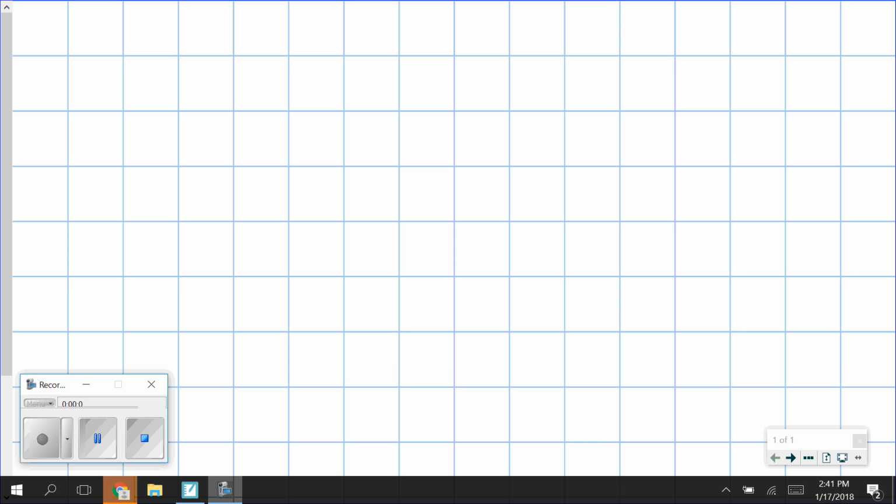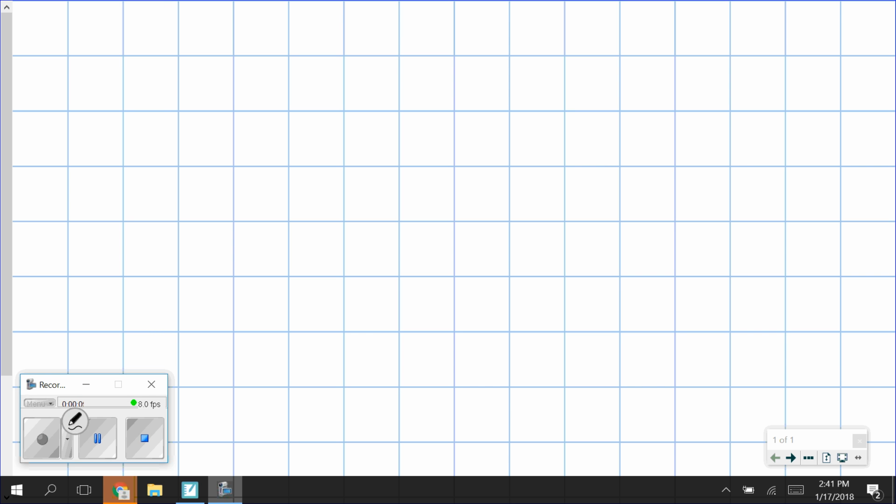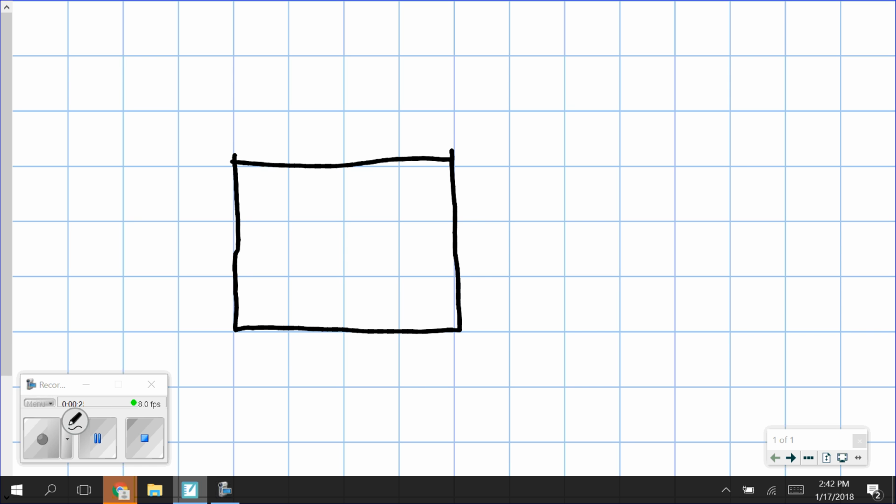Hi, in this video we're going to talk about finding the area of shapes. It's important to know that when you measure area, you're trying to find out how much space a shape takes up. So if I am drawing a shape, I may wonder how many square units the area is for this shape.